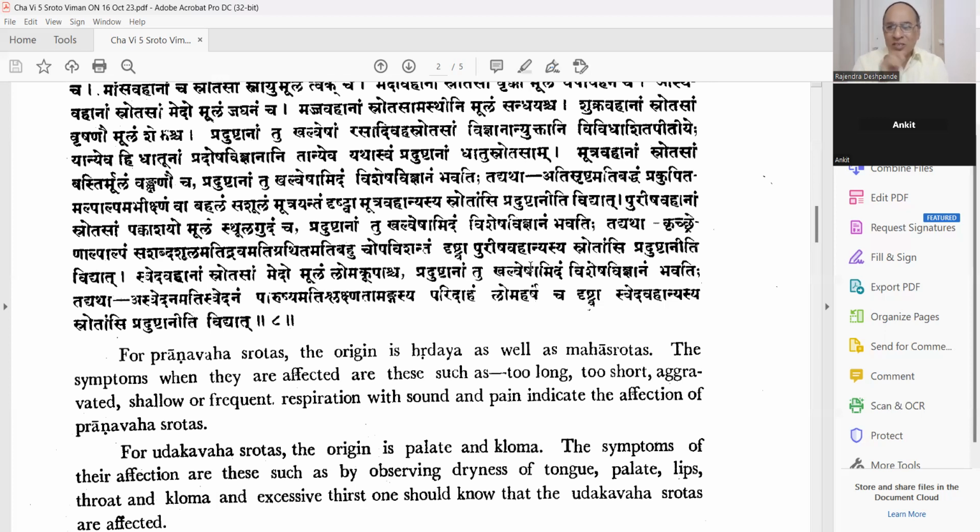Please write down Rasavahasrotas Dushti Lakshana. Write down the reference and you can make your own self-study. Charaka Sutra Sthana, chapter number 28. Slowly, I will repeat three times. Charaka Samhita Sutra Sthana, chapter number 28, shlok number 9 to 11.